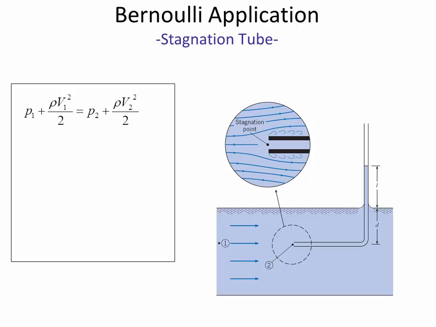Today we're going to look at some applications of Bernoulli's equation, starting with the stagnation tube. This is a way of measuring the flow velocity, and it's a very simple application. It's similar to if you had one of those flexible straws where the top of the straw is able to hinge separately from the body.